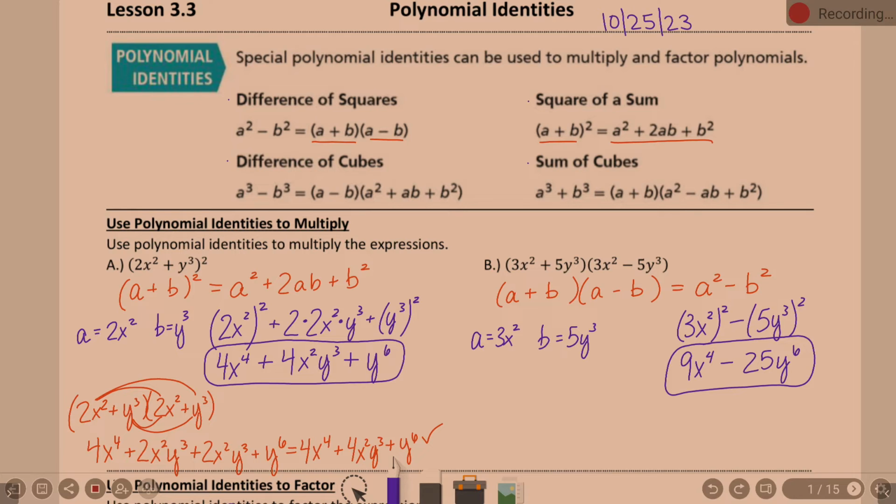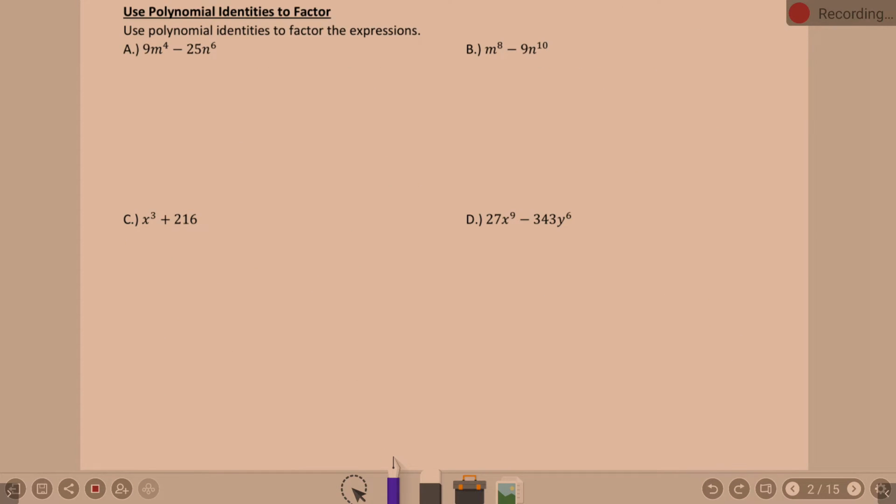Okay. That was a little bit with multiplying. We're going to reverse it on the bottom part of the page, and we're going to talk about factoring. Okay. As we look at A, 9m to the 4th minus 25n to the 6th, which one does this match up with up above? Is it difference of cubes? And we can narrow it down to two. It's either difference of squares or difference of cubes, yes?